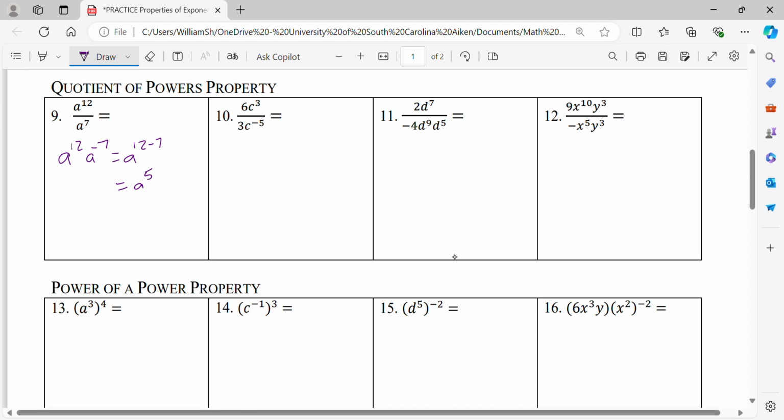Now, you don't have to do those intermediate steps. If you can recognize the quotient of powers property, you can jump straight to saying a to the 12 minus 7 equals a to the 5th, because they're on opposite sides of that division sign, so I can just subtract them.